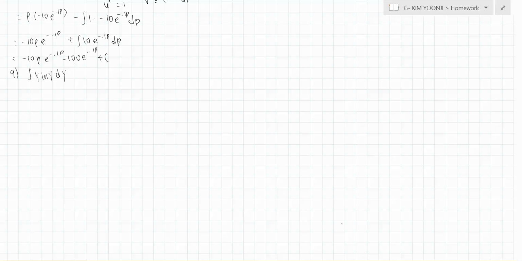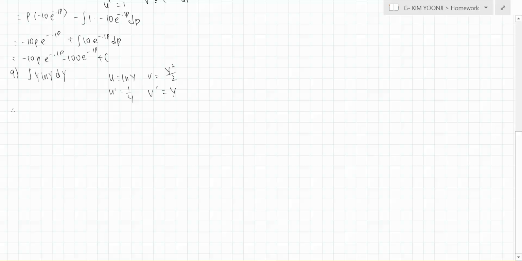Okay, so for number 9, we said u equals ln y and v prime equals y, because we know the derivative of ln y is 1 over y, and v equals y squared over 2.